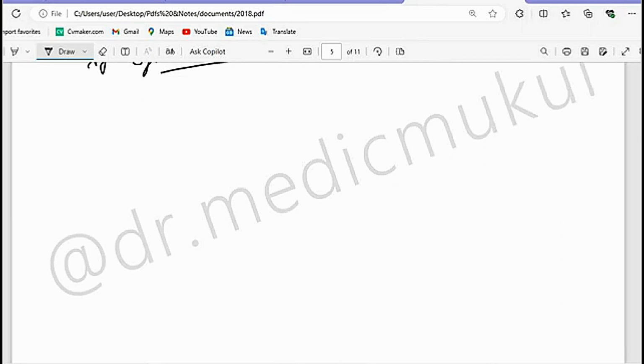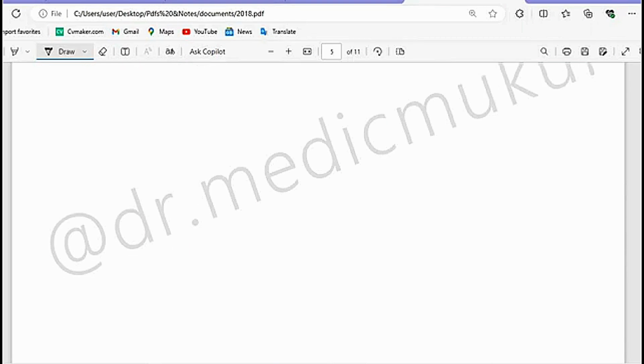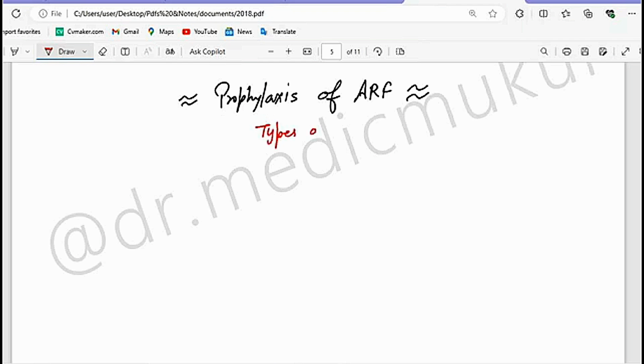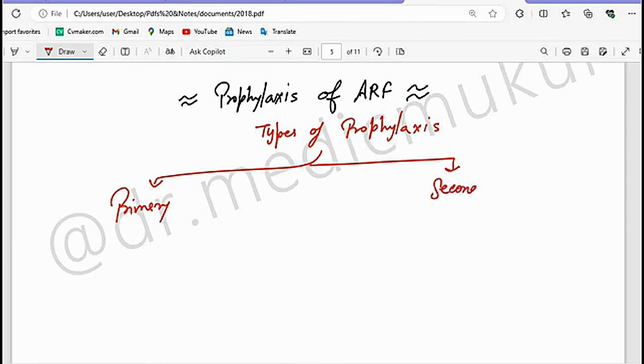Now there is another very important thing in acute rheumatic fever, that is the prophylaxis of acute rheumatic fever. When we talk about prophylaxis, there are two types: one is the primary, and the other is the secondary prophylaxis.